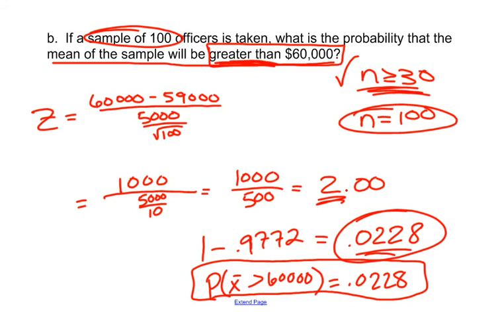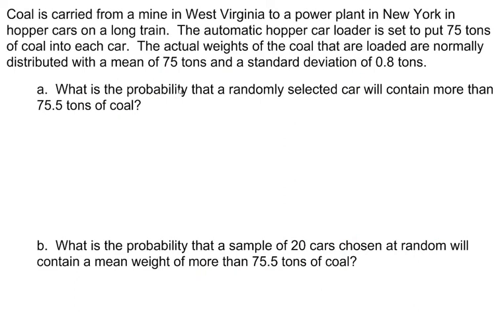All right, let's look at the next example, and this will be the last one. Coal is carried from a mine in West Virginia to a power plant in New York in what they call hopper cars in a long train. The automatic hopper car loader is set to put 75 tons of coal into each car. The actual weights of the coal that are loaded are normally distributed with a mean of 75 tons and a standard deviation of 0.8.